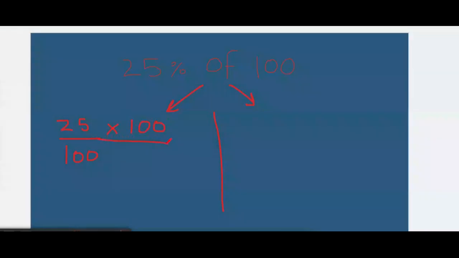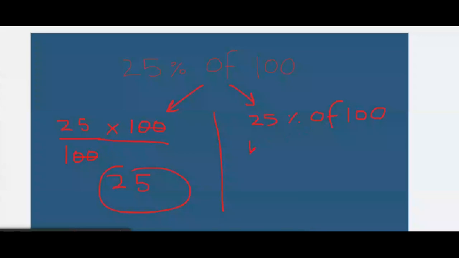Extend this line. Now we can cancel the zeros. Two zeros in the denominator will be cancelled by two zeros in the numerator. So what is left here? 25. All right, our answer is 25. Now we can calculate using mental math. In this case, we need to calculate 25% of 100.